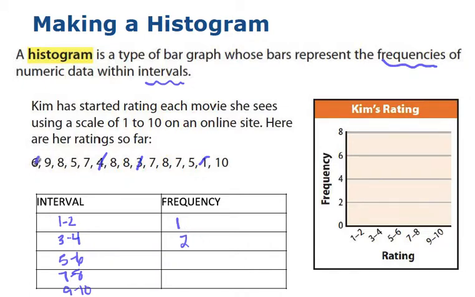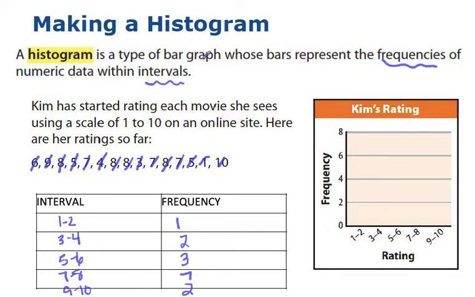5s and 6s, 1, 2, 3. How many times did she rate a movie 7 or 8? 1, 2, 3, 4, 5, 6, 7. And 9s and 10s, it looks like she has 2.